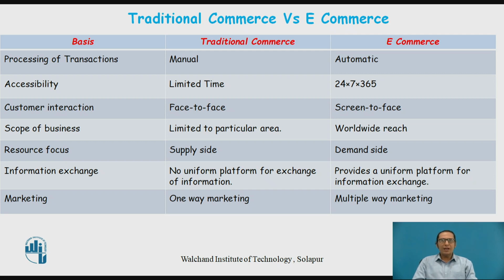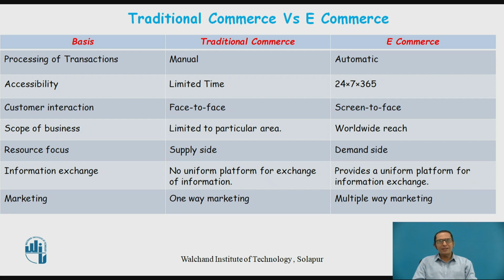Most important is that traditional commerce is available only for limited time. When the shop is open, you can go and shop. However, e-commerce is available 24/7 by 365. You can log in to the Amazon site and buy whenever you want to buy. Customer interaction: in traditional commerce, the interaction between the vendor and customer is face to face. In e-commerce, we don't see the actual vendor, but the interaction is through screen to face.